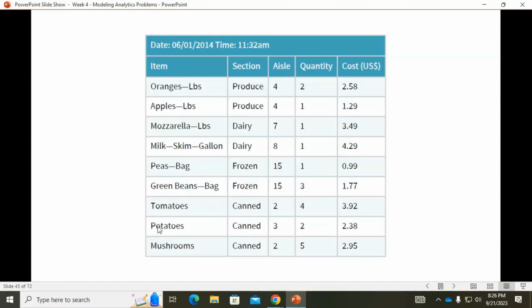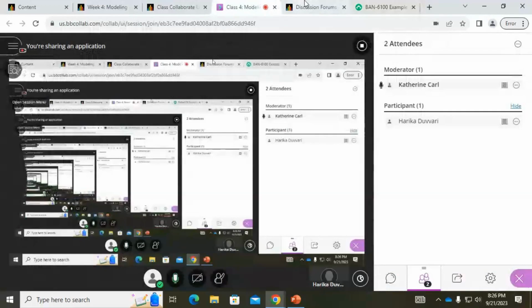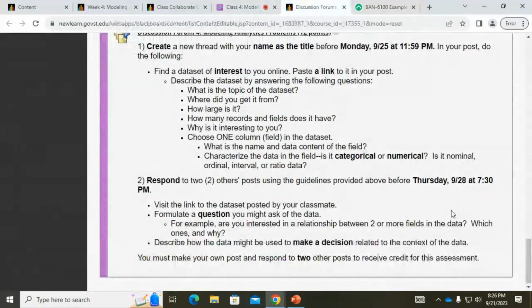So I believe in your discussion post for this week, you're going to have to be able to find data and then characterize it. So in terms of, is it categorical, numerical, nominal, ordinal, interval, or ratio?